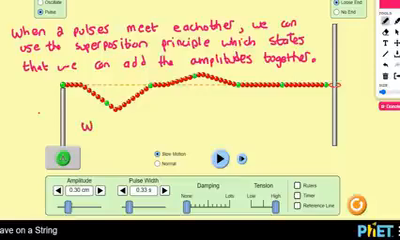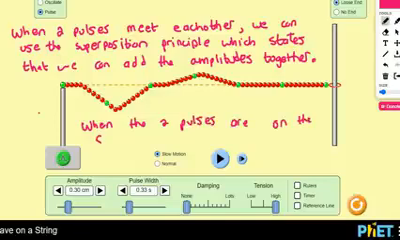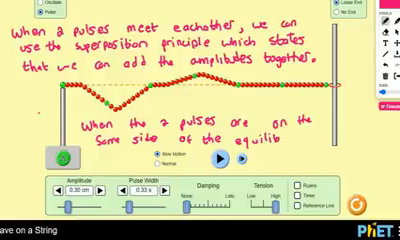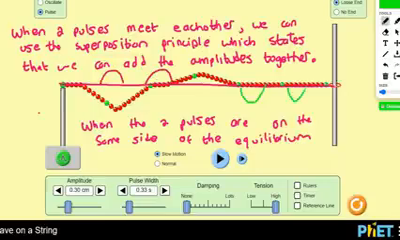Okay, now we're going to talk about constructive and destructive. So when the two pulses are on the same side of the equilibrium, I'll talk about that now. Equilibrium is just this line that goes through the middle. Okay, so when I say that two pulses are on the same side, then they're both maybe above, like that, or maybe they're both below, for example.